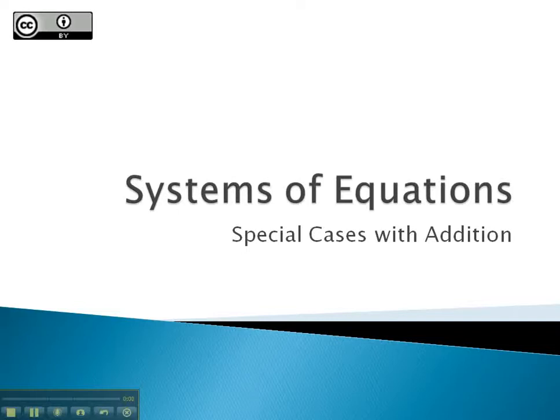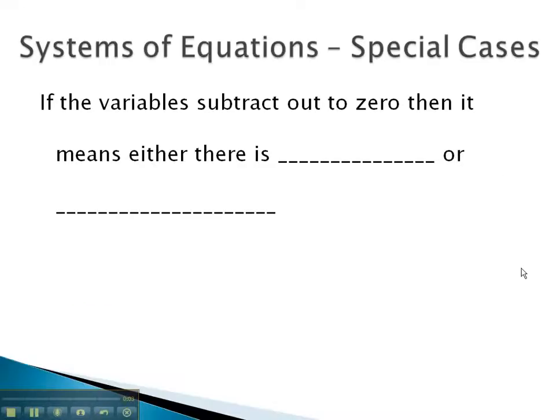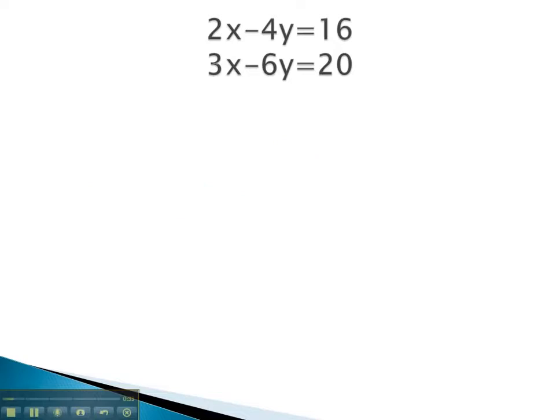In this video, we will take a look at some special cases that can occur as we use the addition method. When we combine the equations together, if the variables subtract out to 0, it means there is either no solution or there may be infinite solutions that make the system true. Let's take a look at some examples where we can see this work out.